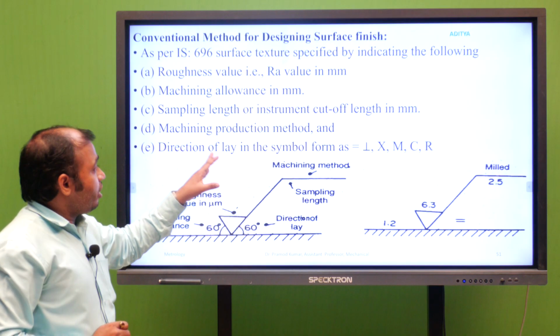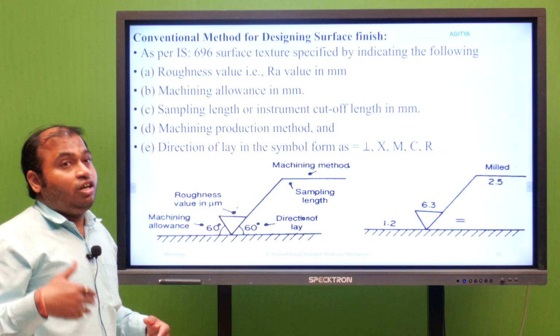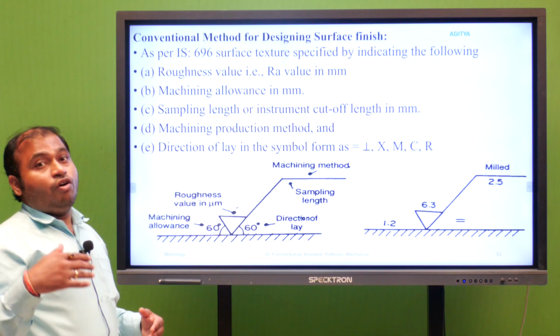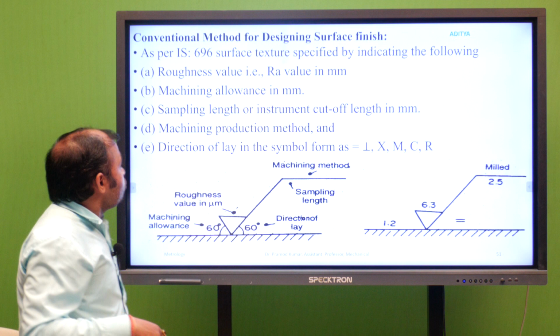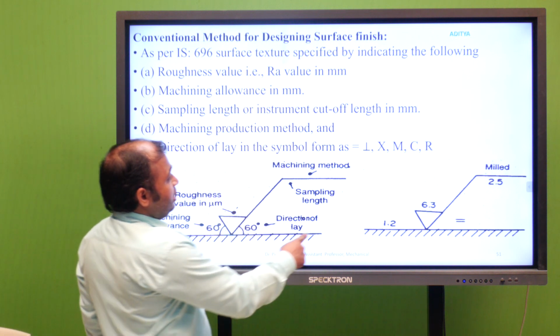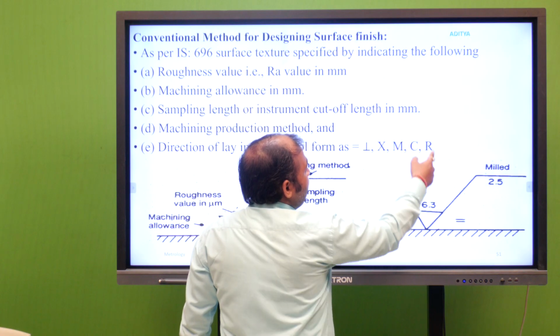Now the machining production method, what production method you are using, turning you are using, knurling, what operation you are using, right? Direction of lay, so with this direction of lay you can say these are symbols: perpendicular, angular, multidirectional, circular, radial.